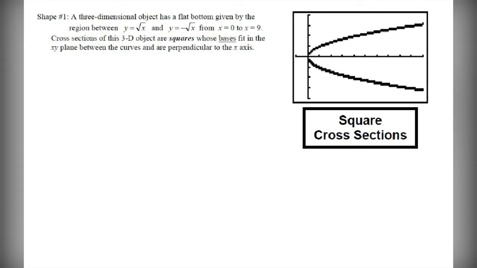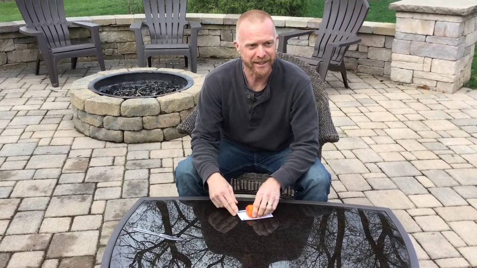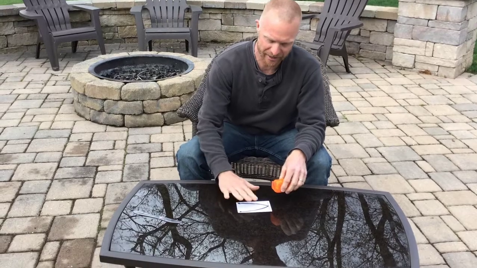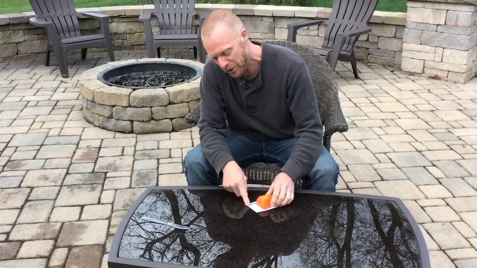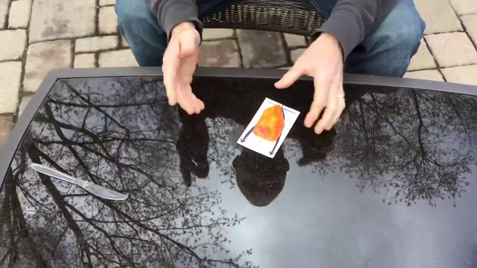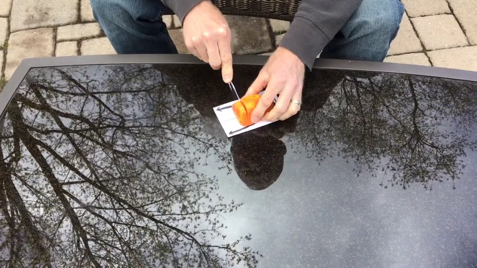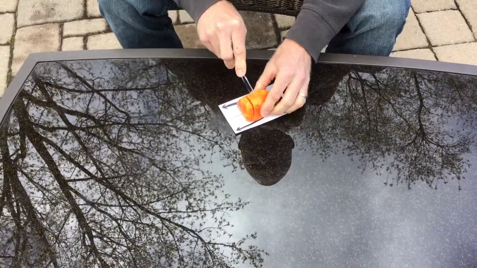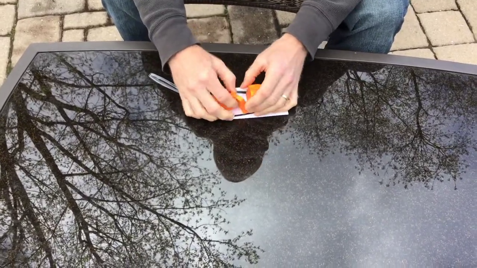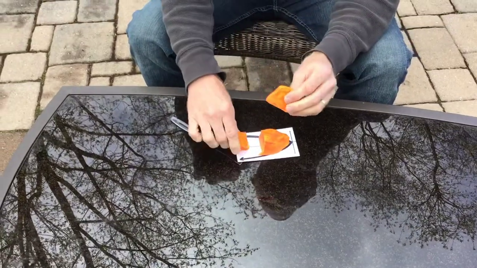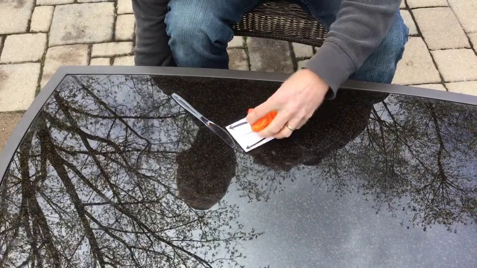What is this object going to look like? Okay, so we have to make a shape that has a flat bottom that fits between these square root curves, but also has square cross sections. Now, if you take a close look at this, you can see that the object is three-dimensional, but if I slice it, I should be able to see a square as the cross section. We're going to pretend that this was pretty close to a square, but the truth is that every slice in this object would make a square.